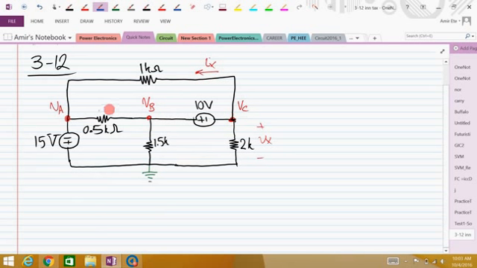So I can label this current I1, this current I2, this current I3, this current I4, and this is already Ix, so I will use this here. But I notice one problem here. When I try to write the KCL at this node, I1 enters the node, and I3 and I2 leave.